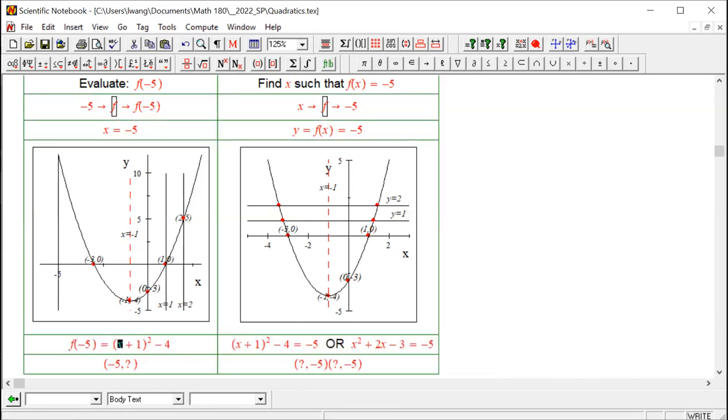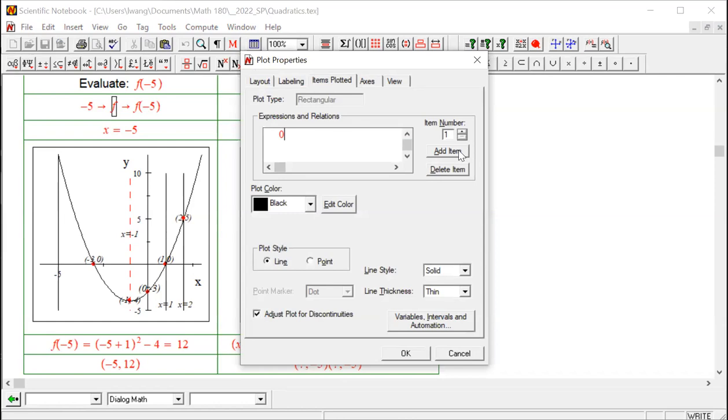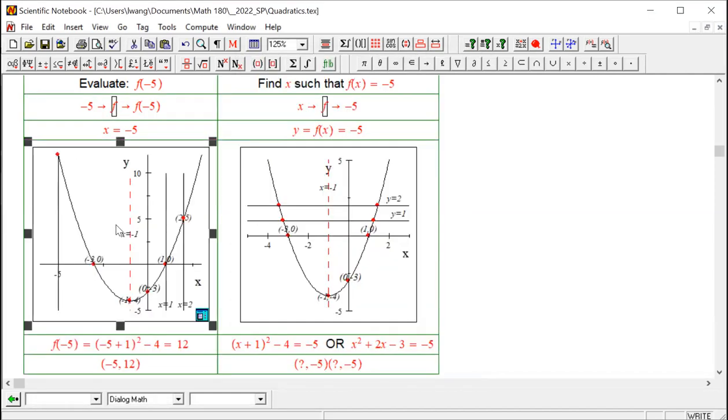So this is -5. And -5 plus 1, that's -4. -4 squared is 16. 16 minus 4 is 12. So the input is -5 and the output is 12. So that point is found. That red dot right there, right? So that's -5, 12. Negative 5, 12 is right here, this point.